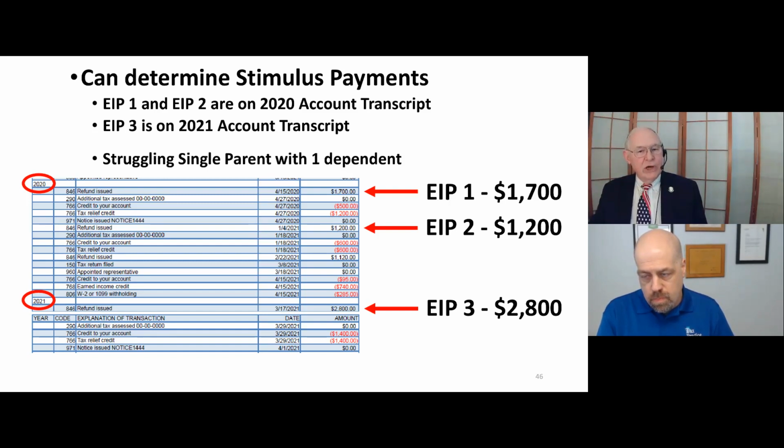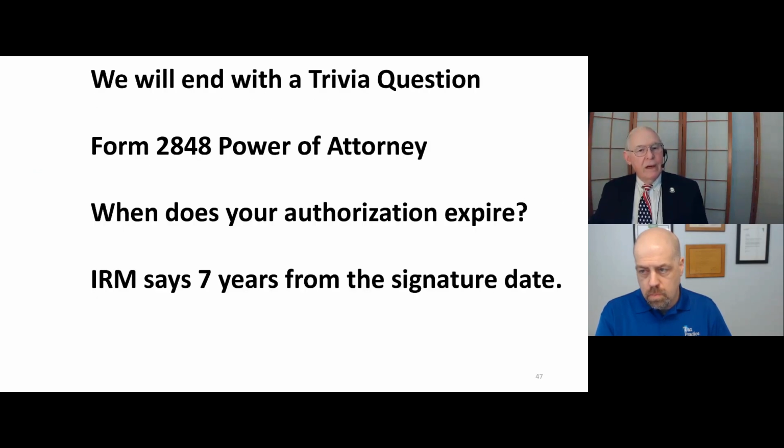But she's gotten her EIP 1, the 1700, which was $1,200 for her, $500 for her 14-year-old. The EIP 2 was $1,200 for her, and the EIP 3 was 14 and 14, $2,800. So sitting all right there in the transcripts. This happens to be a printout from Tax Help Software. As they list the transcripts, it makes it a little prettier to read, but that's what it looks like. And so let's talk about the future.